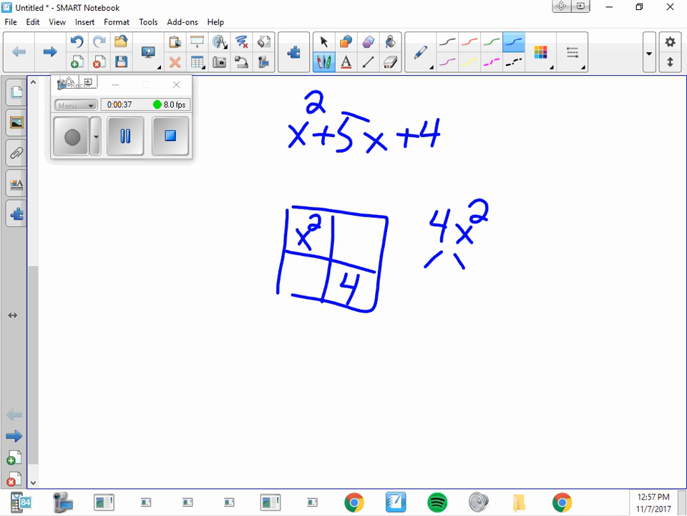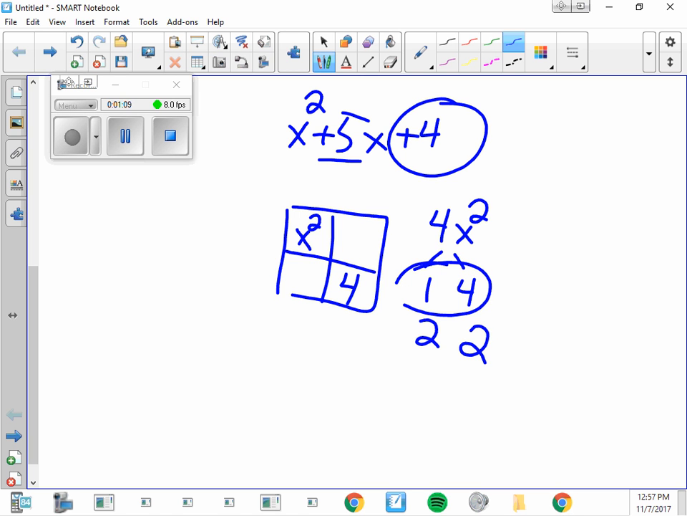Multiply the x squared and the 4 together, and I get 4x squared. And then I factor 4 into all of its factor pairs, 1 and 4 and 2 and 2. But the fact that that last number is 4 tells me something about the factors I choose. They're either both positive or they're both negative. And then I'm looking for factors that add to be 5. Is there a factor pair that will give me positive 5? 1x and 4x. So positive 1x and positive 4x.